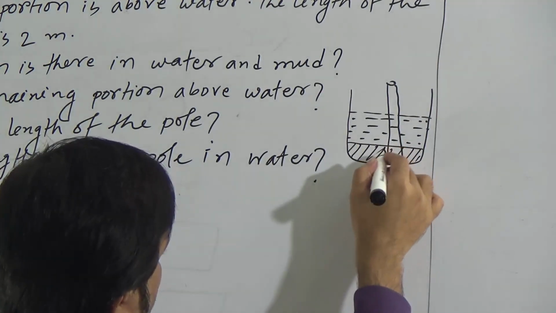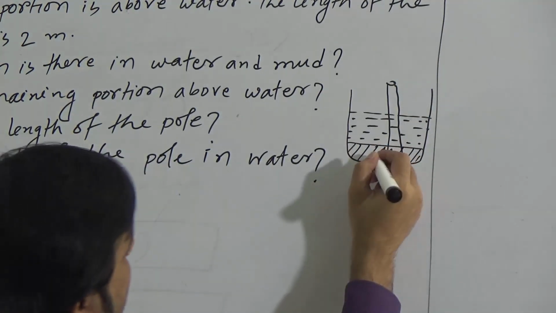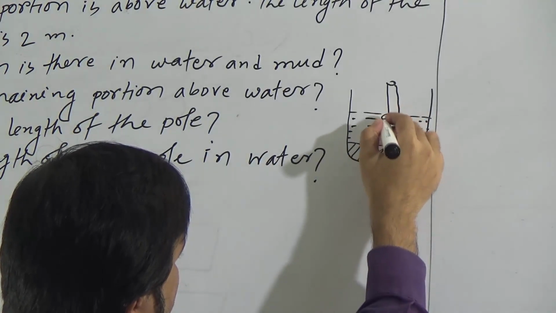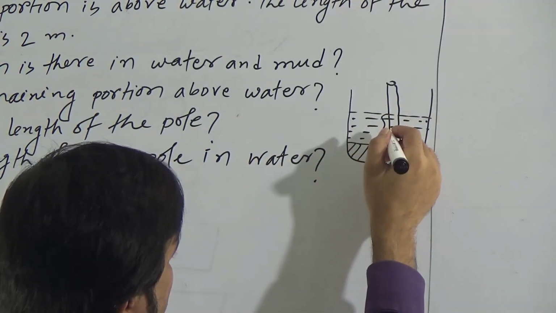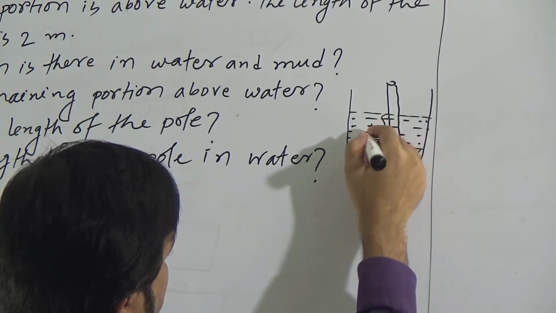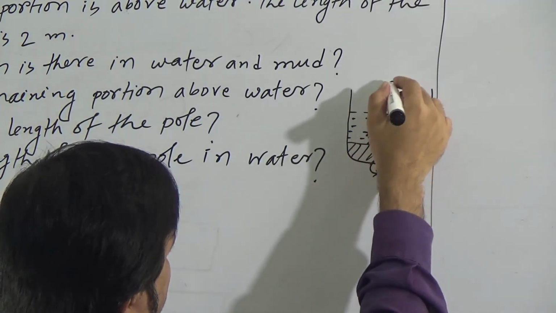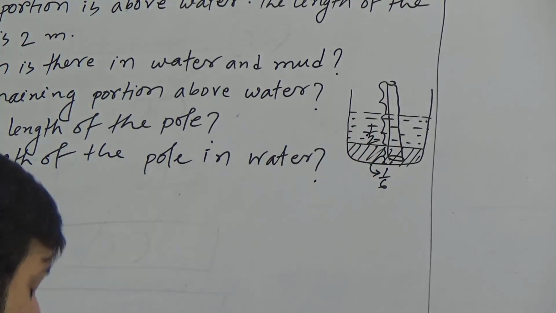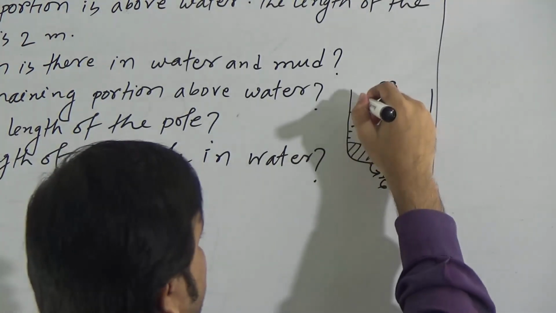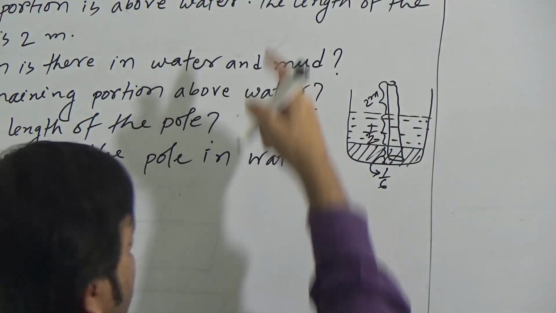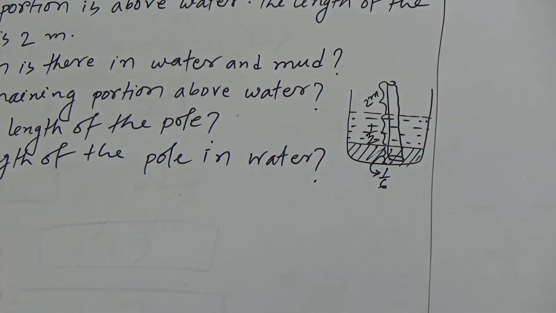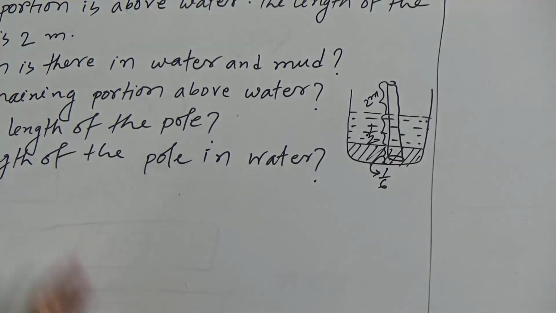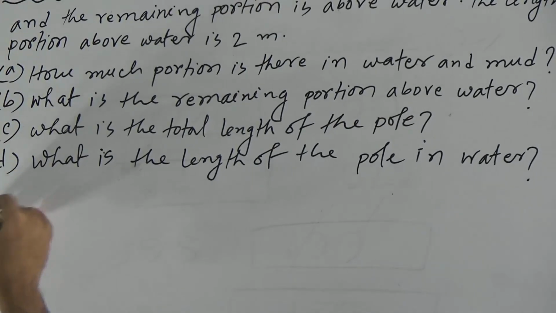Here this portion of the pole is in mud. This is given 1/6 in our question, and this portion of the pole is in water. This means 1/2, and this portion is above water. The length of this portion is given 2 meter. It means that the given information of our question is shown in the figure. Okay, dear students, now see our question. I have to solve the questions from our question.